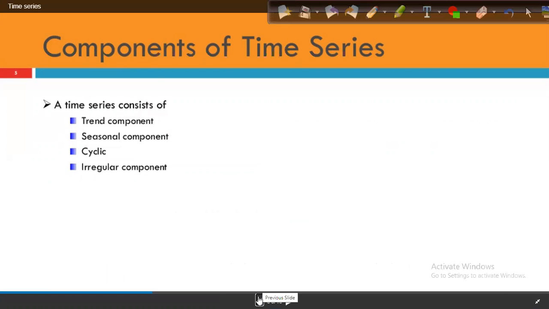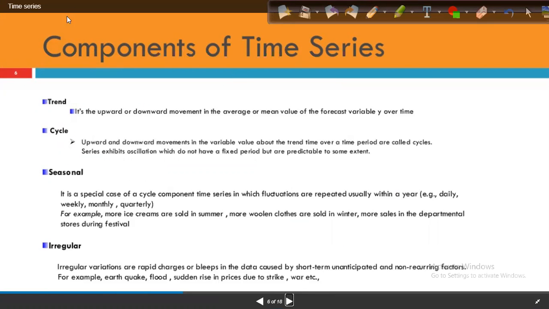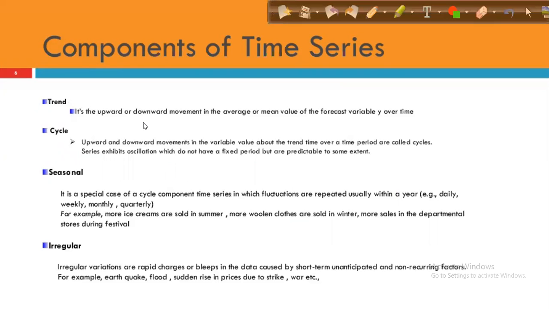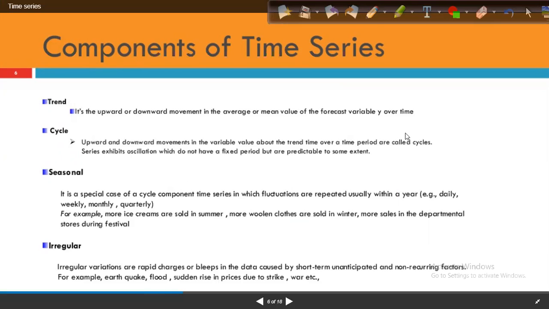So, the components of time series. These are the four components of time series. We know trend. The trend component talks about the upward and downward movement in the average value of the forecast value over a period of time. And cyclic is somewhat like upward and downward movements in the variable value. It exhibits oscillation which does not have a fixed period but is predictable to some extent.